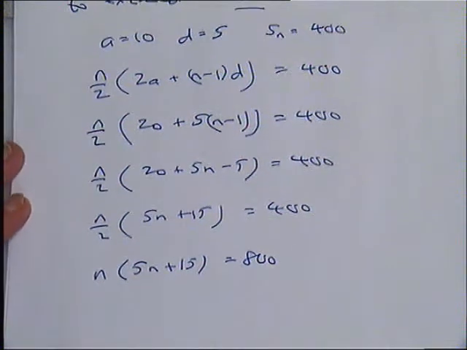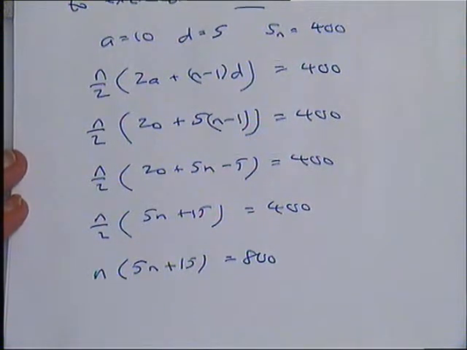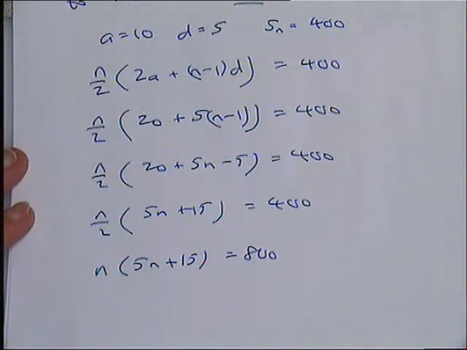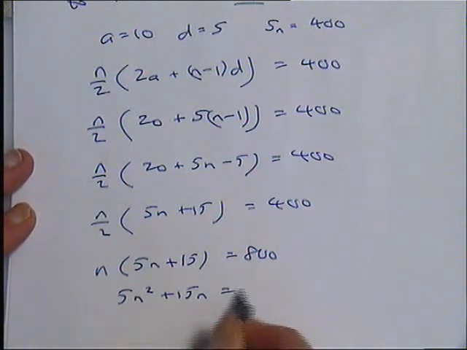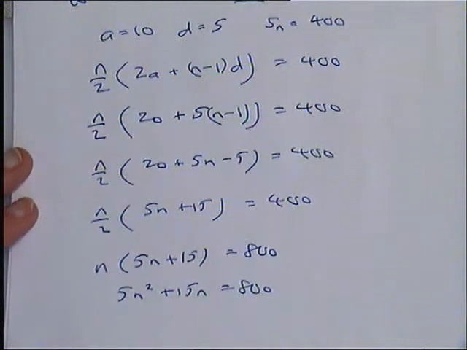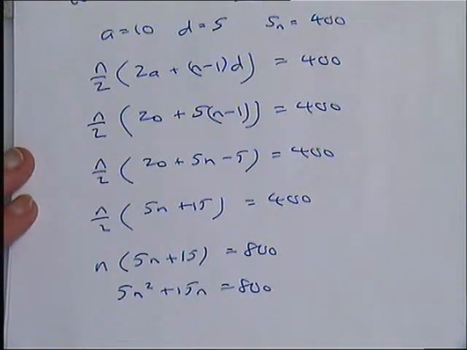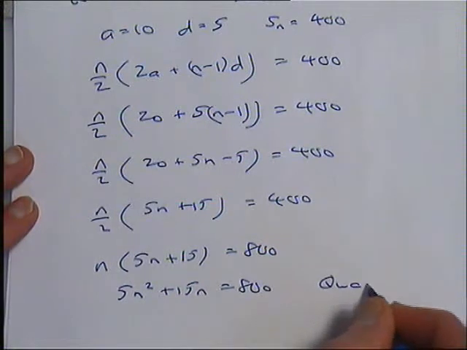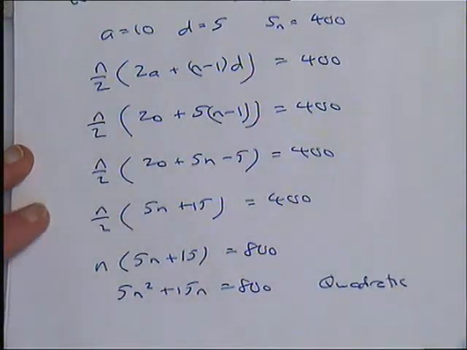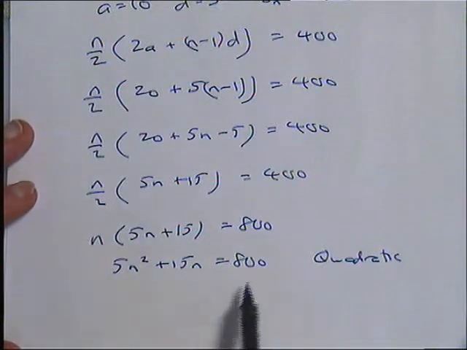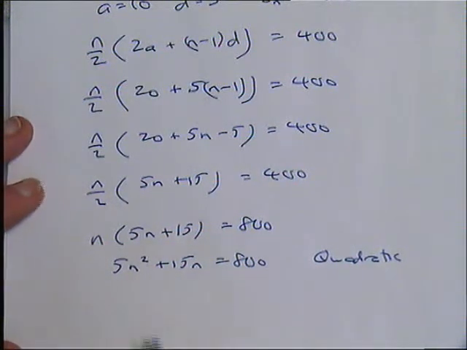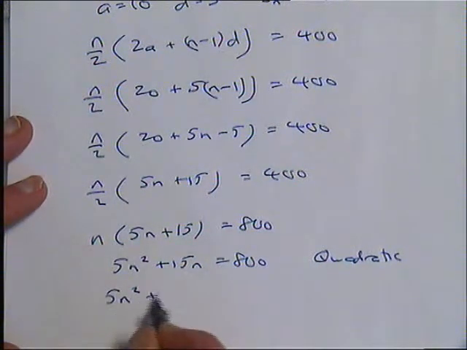Right, can anybody see then what am I going to get here? If I multiply out, 5n squared plus 15n equals 800, what is that? It's a quadratic, okay. So if you come across a quadratic, what's it usually a good idea to do before you factorise? Make it equal to 0, yeah. So bring the 800 across to the left where it's a minus.